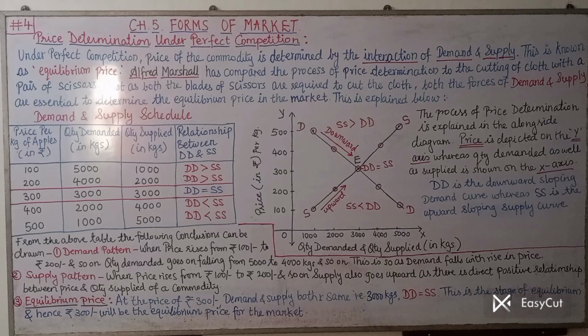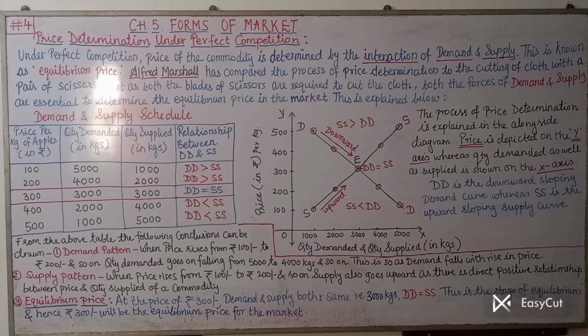And if we move next in the table, we see as the price rises further, 400, 500, then in that case, due to higher price, demand is less whereas supply is more, which is shown in the relationship column, that is column number 4. I hope this explains the table well to you. Let us move on to the diagram.